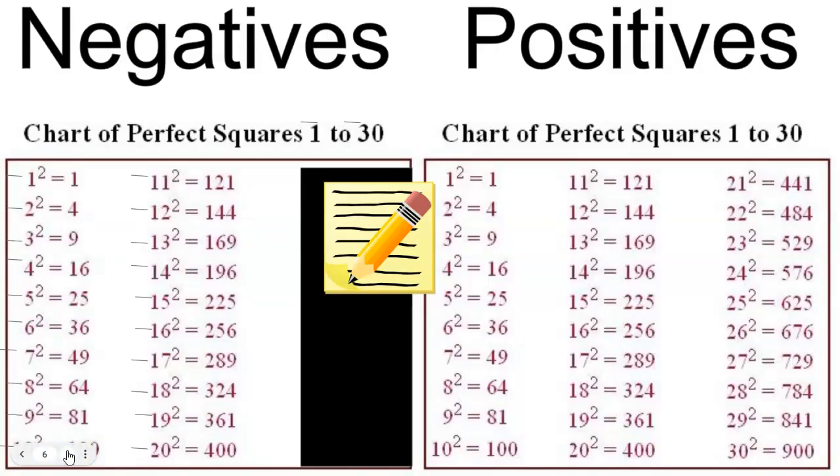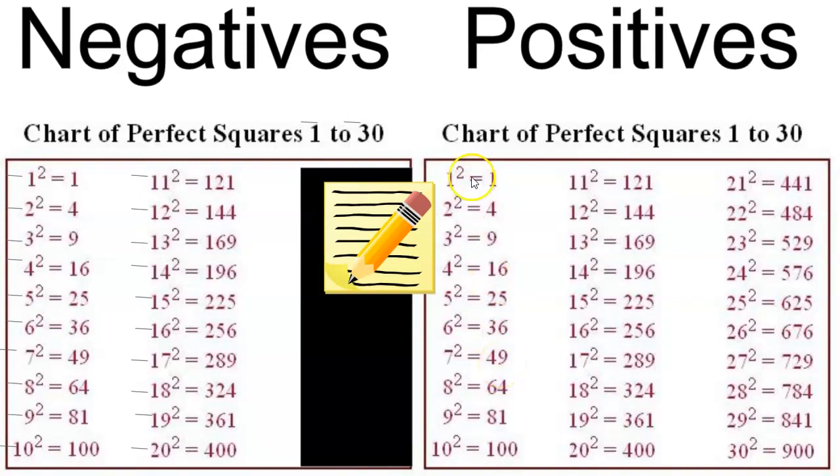Here are our perfect square charts. I know there's a lot of information on here. Here are negatives, here are positives. We're going to look at the positives first. 1 squared is 1 times 1, so 1 is a perfect square. 2 squared is 2 times 2, so 4 is a perfect square. 3 squared, 3 times 3, is 9. So we know 1, 4, 9, 16, 25, 36, and then there's 49. All of these are perfect squares.